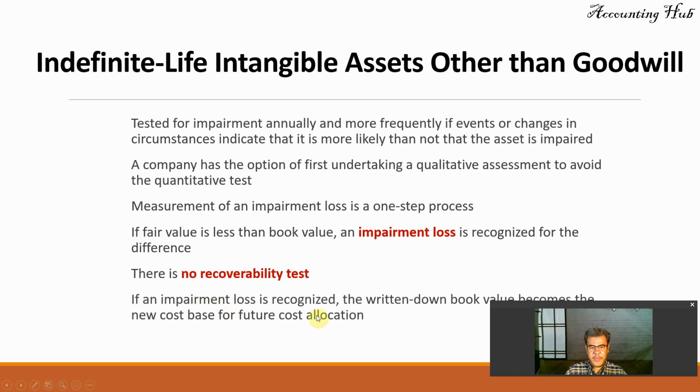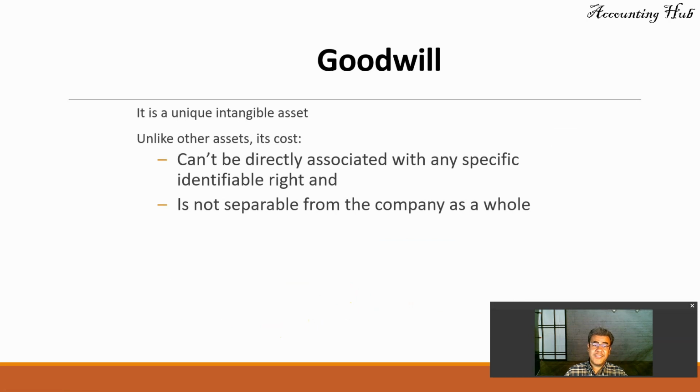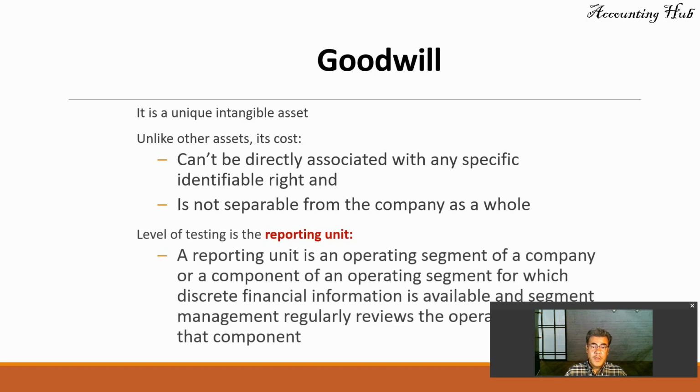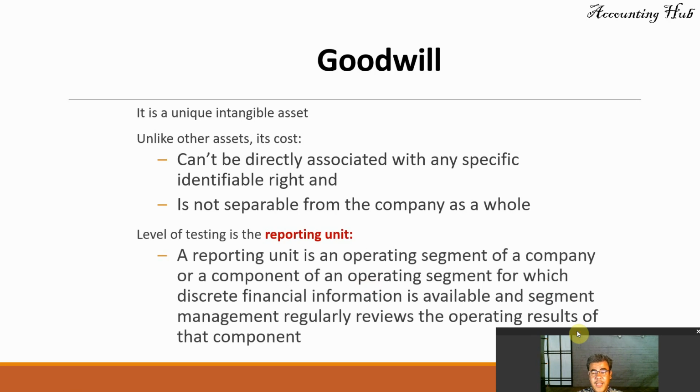And then the same: if impairment loss is recognized, the written down book value becomes the new cost for future cost allocation. And what about goodwill? Goodwill is a unique intangible asset because, unlike other assets, its cost cannot be directly associated with any specifically identifiable right and is not separable from the company as a whole. So, the level of testing is the reporting unit. A reporting unit is an operating segment of a company or a component of an operating segment for which discrete financial information is available, and segment management regularly reviews the operating results.